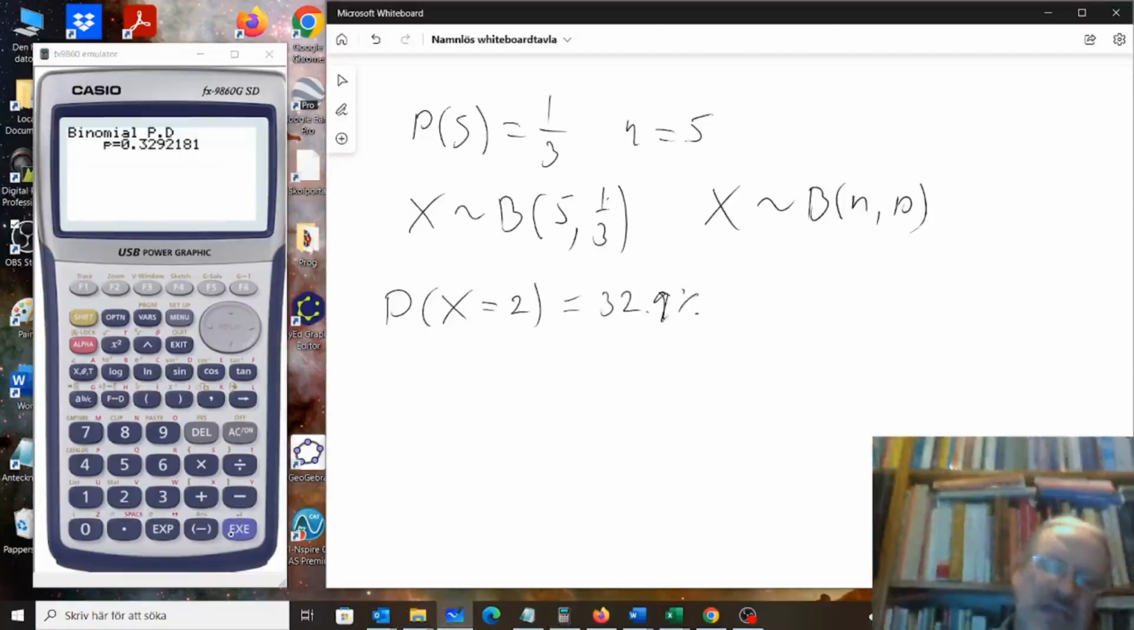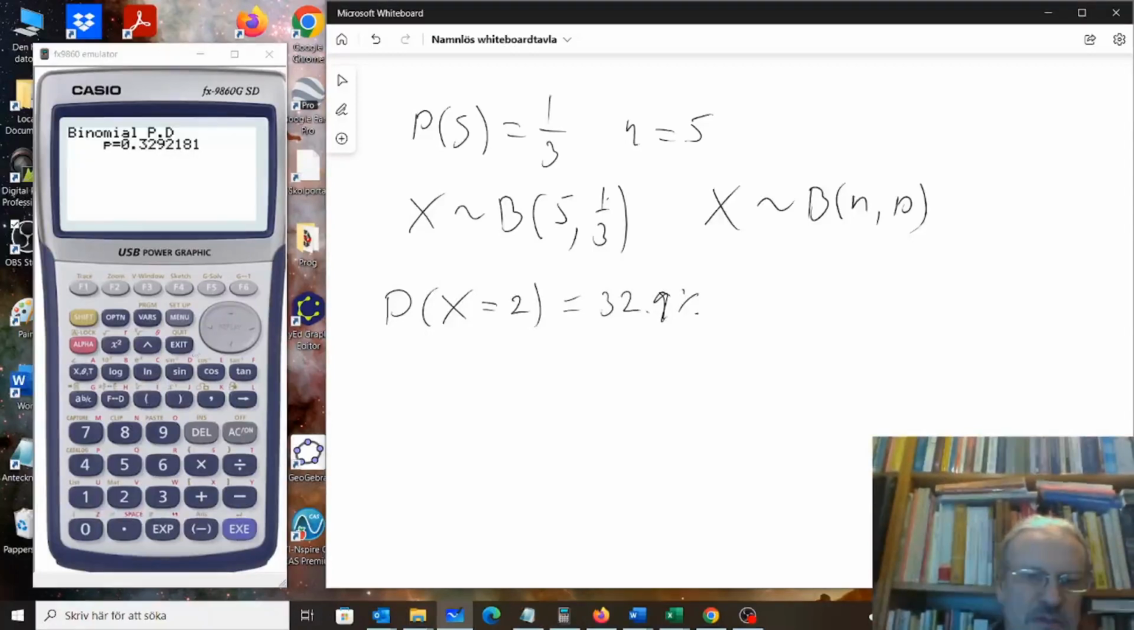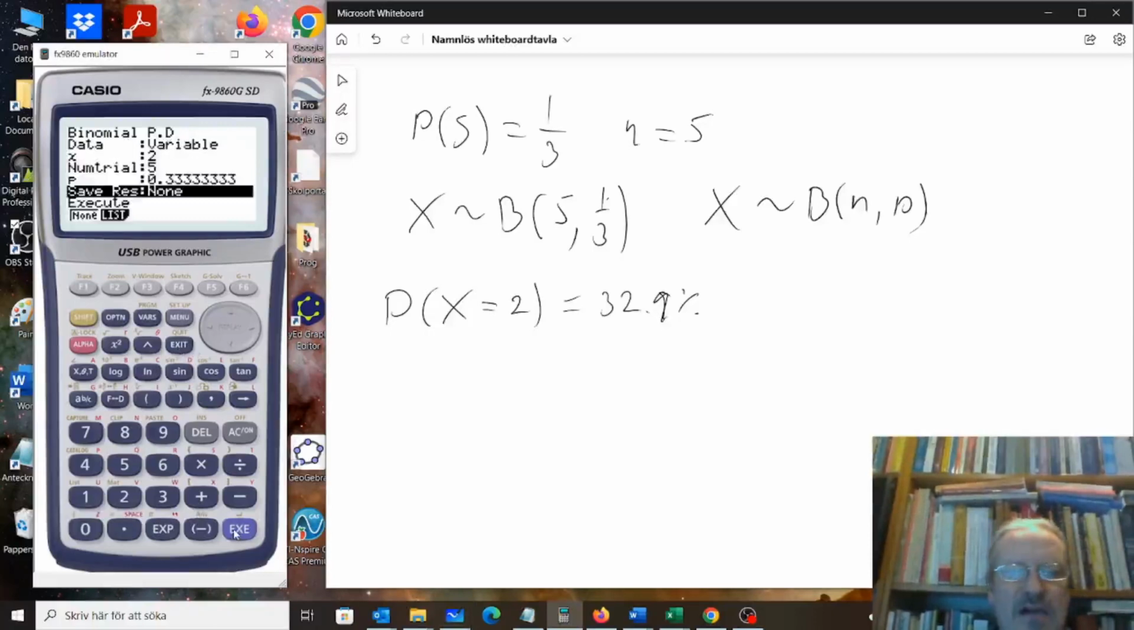And of course, we can just choose X again, and then we can enter other things here. So for example, what is the probability of, let's say, 4 successes? X again, and okay, that would be 4%, something like that.